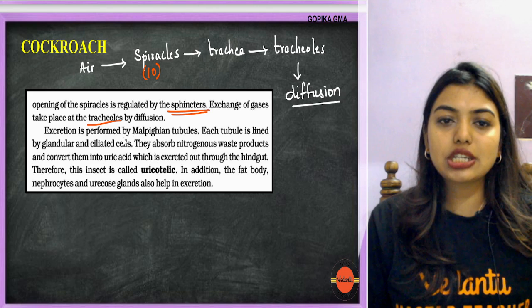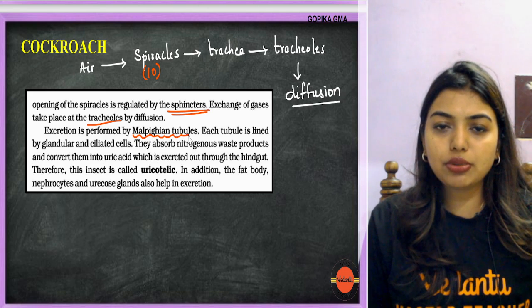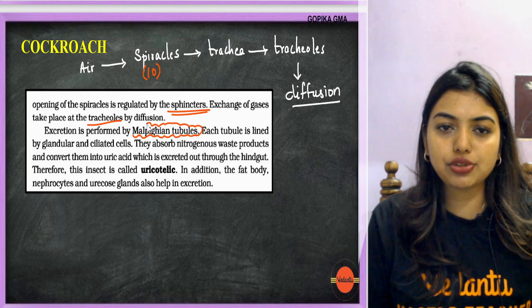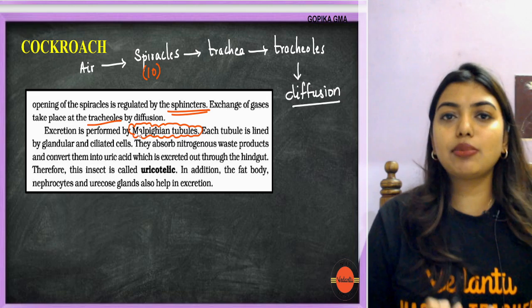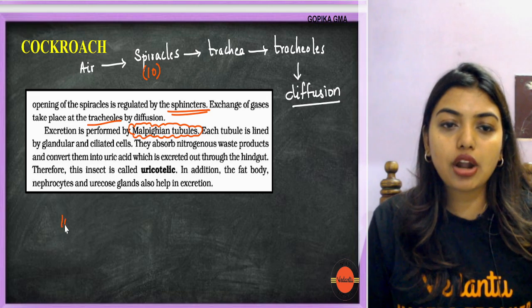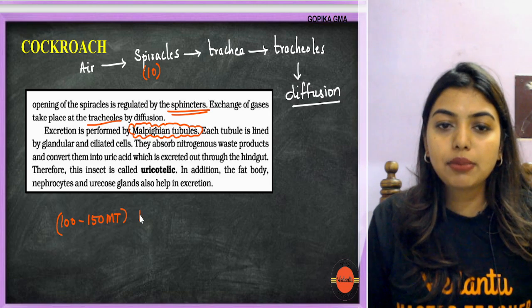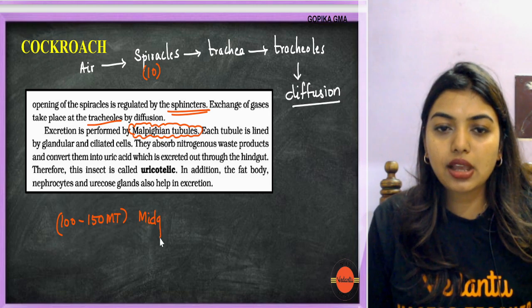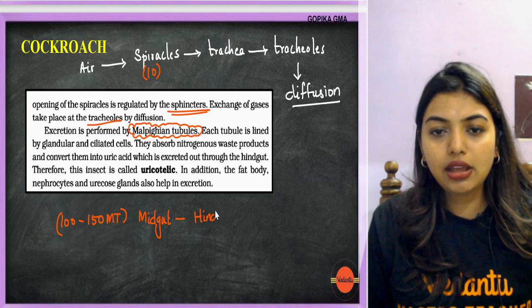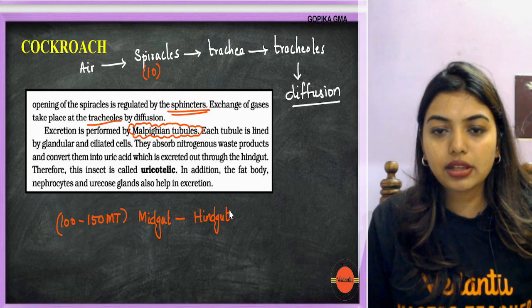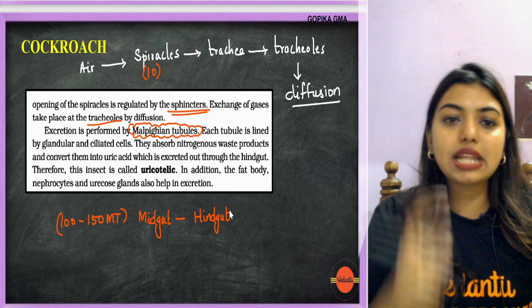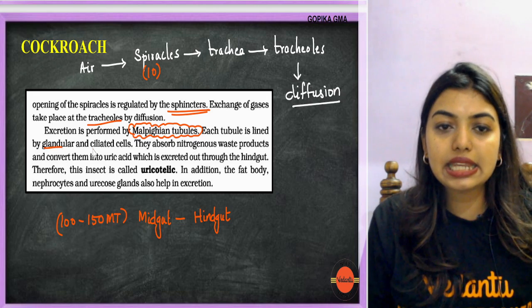Now excretion is performed by the Malpighian tubules. Now you'll be like, ma'am, we already learned about Malpighian tubules. Yes, we already discussed that there are around 100 to 150 Malpighian tubules. Okay, Malpighian tubules that are present between what? Between the midgut and the hindgut. Okay, between the midgut and the hindgut. Yes or no? Now each tubule is lined by glandular and ciliated cells.